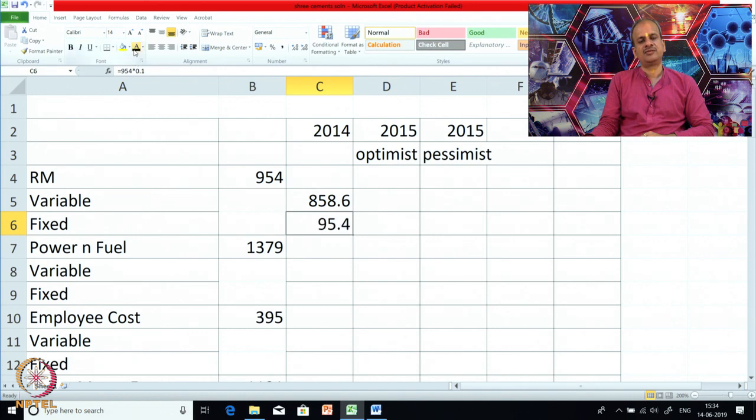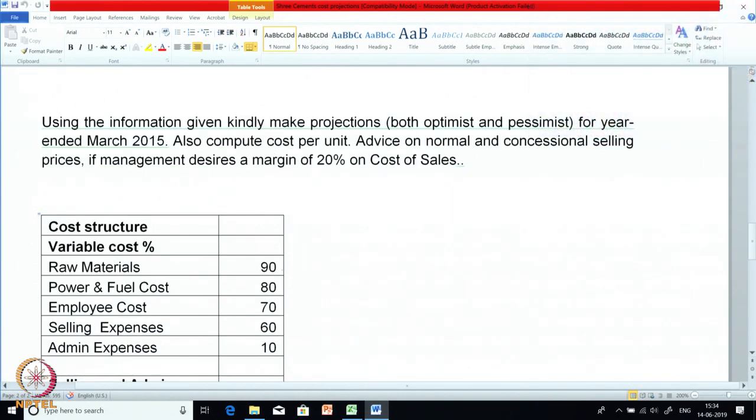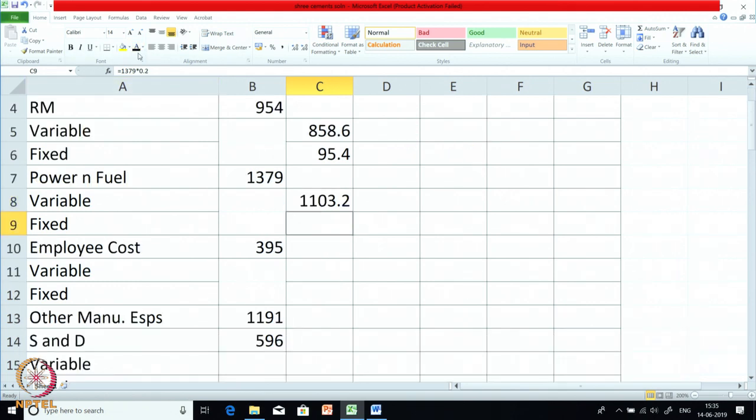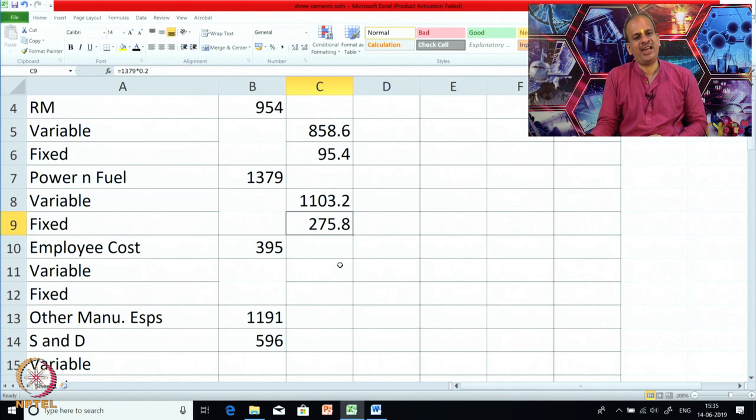Okay, now fixed cost, 954 into 10%, because raw material is 90% variable and 10% fixed. Are you getting? Same way do for each component. You can go to this sheet, you will find this percentage of variability. For RM it is 90%, power it is 80, employee it is 70, and so on. So, variable power cost 1103.2, variable fixed cost 275.8.